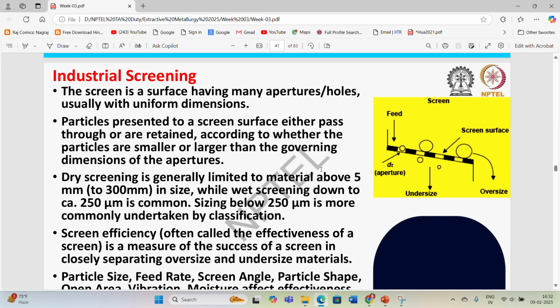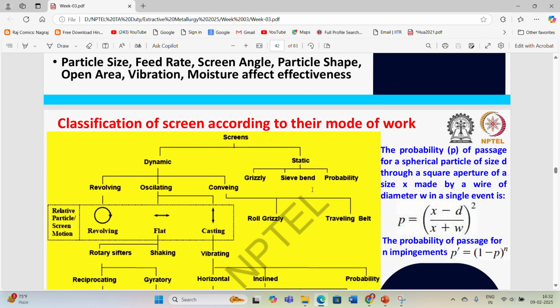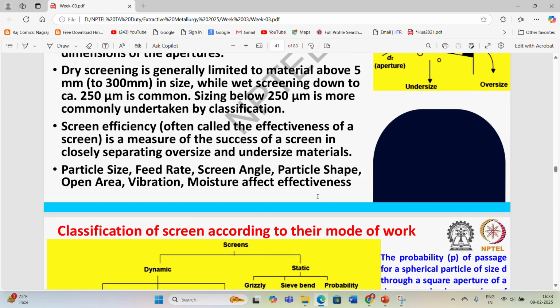Dry screening is generally limited to material above 5 mm in size, while wet screening down to 250 micron is common. Sizing below 250 micron is more commonly undertaken by classification processes like hydrocyclones, or other things we can use for determining the size of the material. Then screen efficiency, often called the effectiveness of a screen, is a measure of the success of a screen in closely separating oversized and undersized materials. Particle size, feed rate, screen angle, particle shape, open area, vibration, and moisture are some factors which affect the screen efficiency calculation during the process.